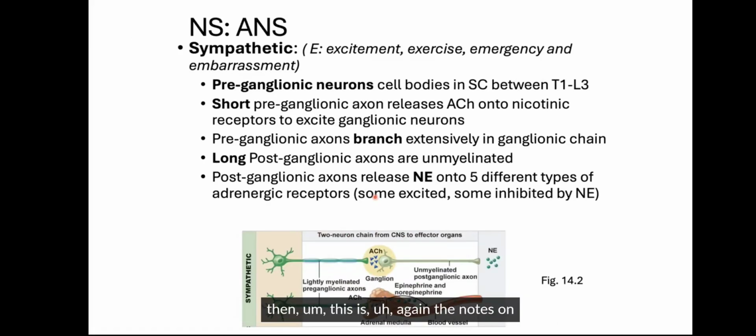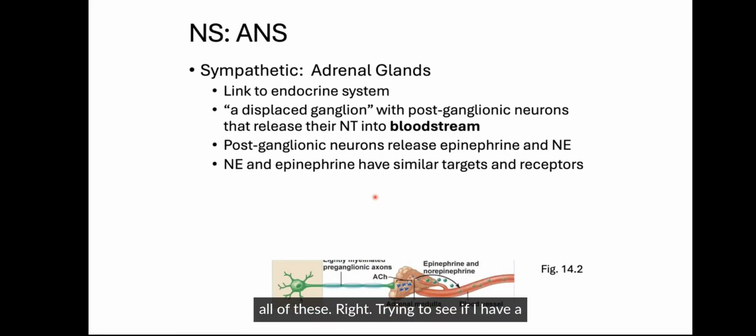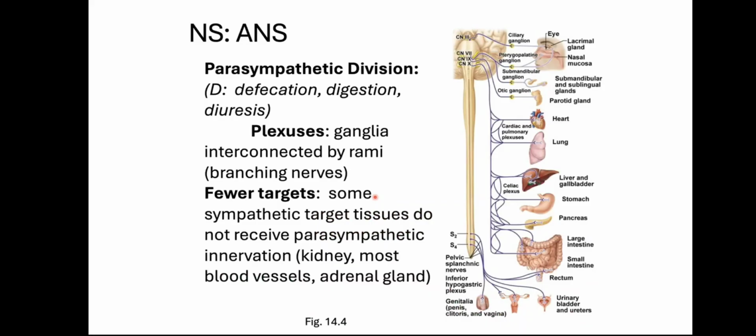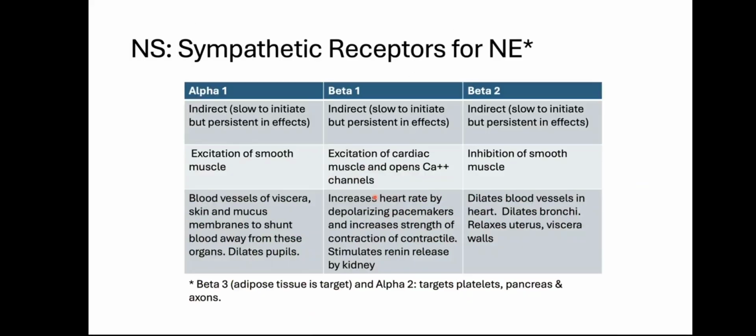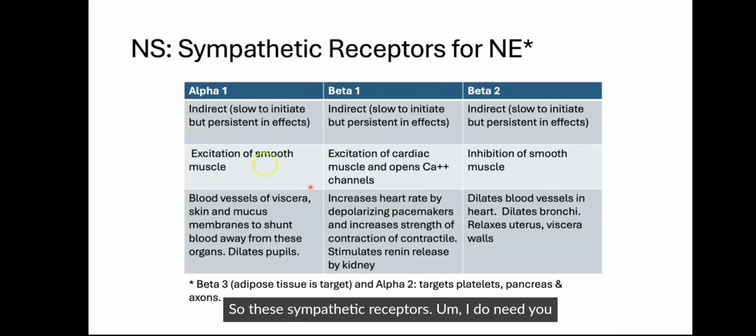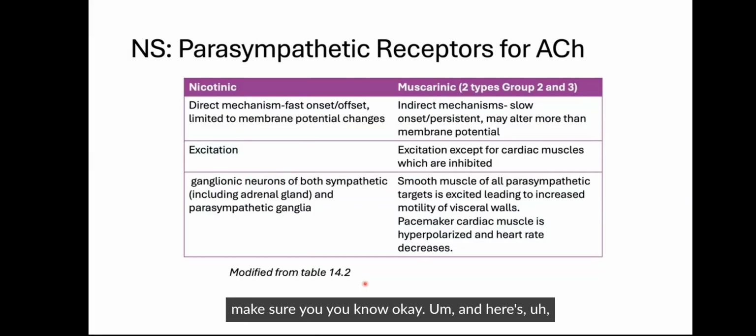And then this is, again, the notes on the sympathetic nervous system. I've already gone over all of these, right? So these sympathetic receptors, I do need you to know all of these receptors: alpha 1, beta 2, beta 3, and alpha 2. So there are 3 beta receptors and 2 alpha receptors. This is going to be really, really important in 103B. So please know this, and I will test you on this semester. So make sure you know this, okay? And here's nicotinic versus muscarinic receptors and how they work, okay?